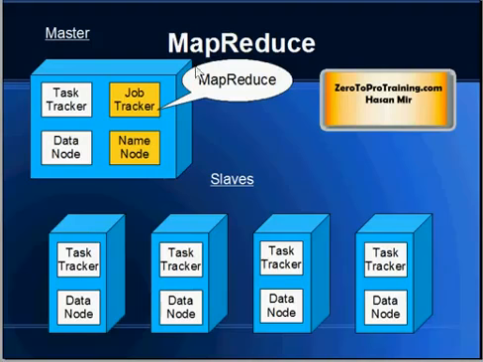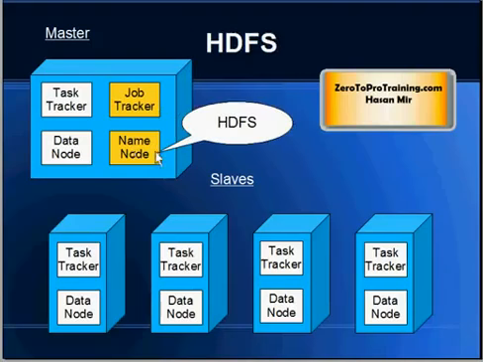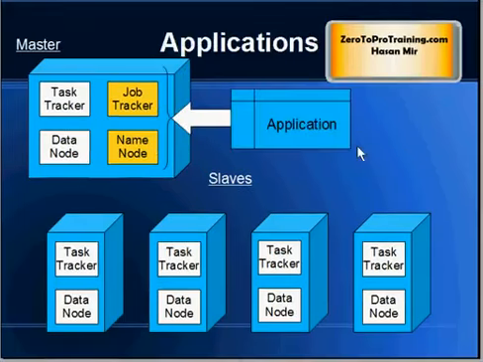So the job tracker and task trackers, of course, are part of the high-level component MapReduce. They all fall under the umbrella of MapReduce, and similarly, the name node and all these data nodes fall under the umbrella of Hadoop file system called HDFS. The applications that are running on Hadoop will contact the master node.